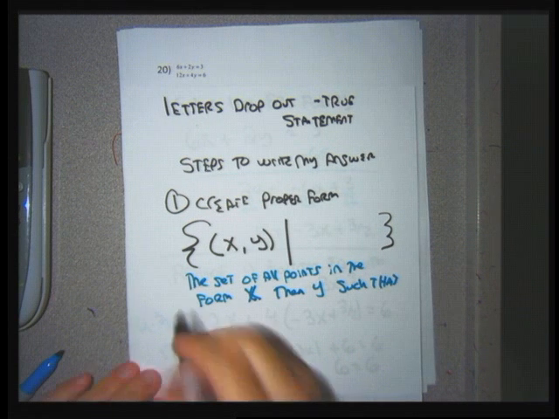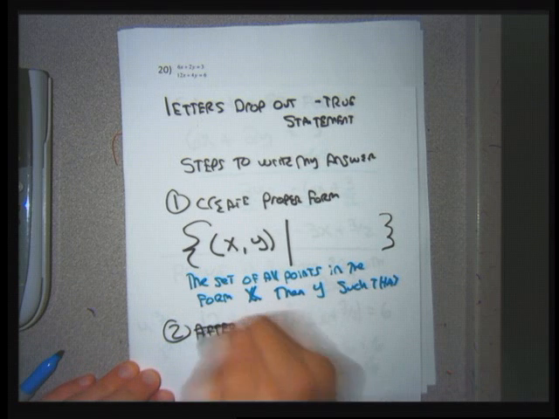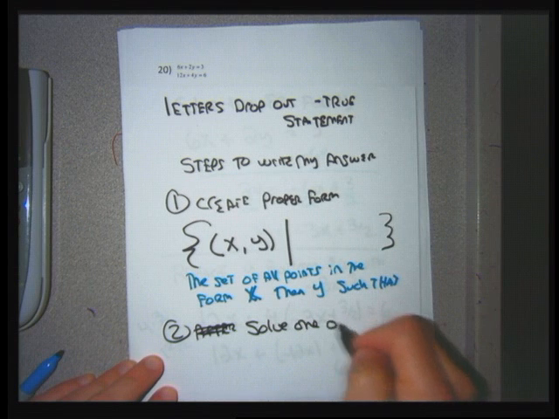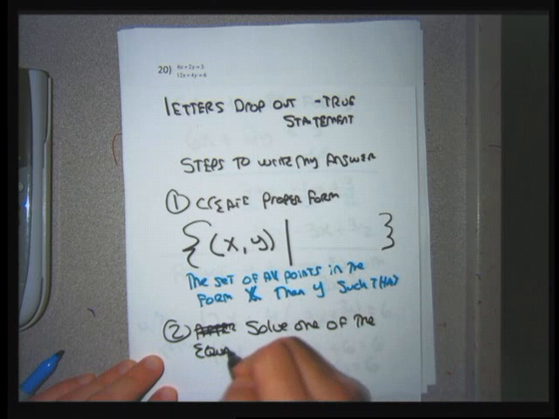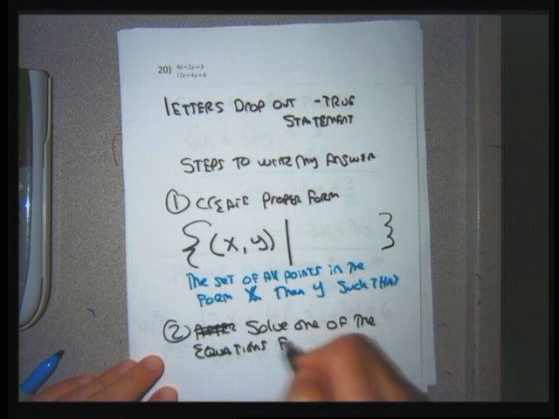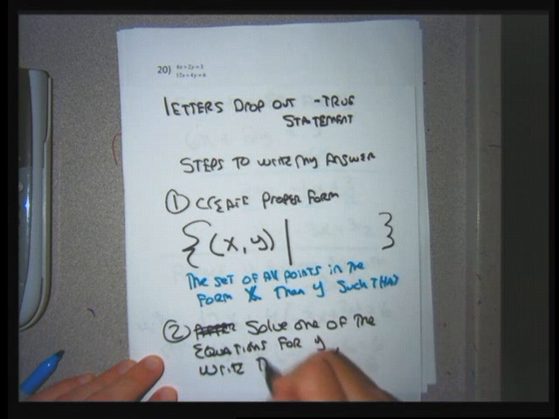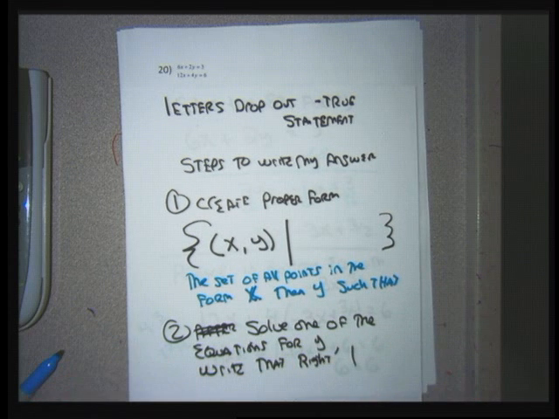And then two, solve one of the equations for y, doesn't matter which, because they both will give the same answer. And write that to the right of that line. So I'm going to pretend like I hadn't solved the top equation for y. My step two is solve one of the equations for y.